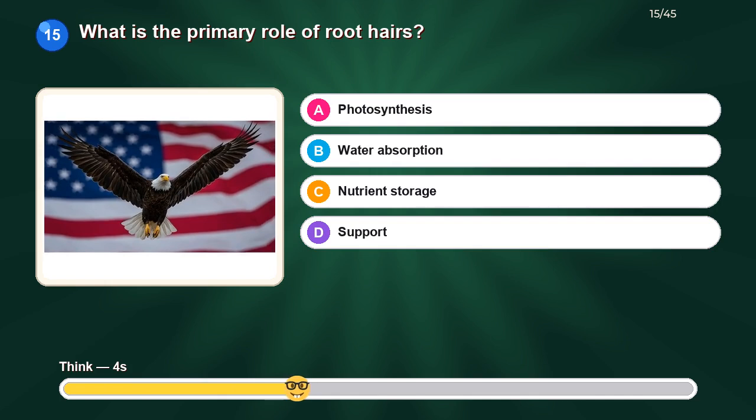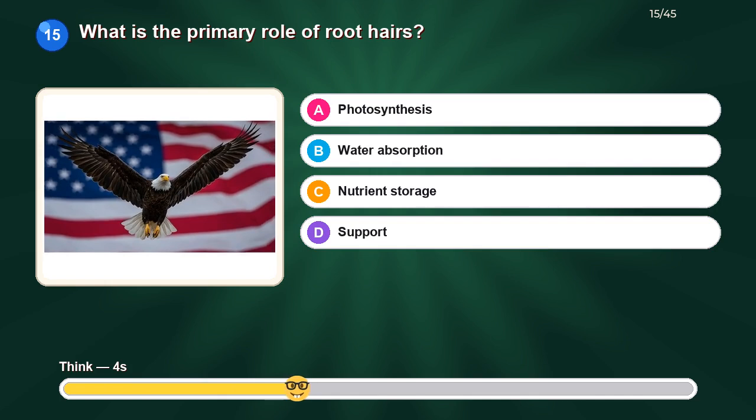What is the main function of the leaf base? Option A, photosynthesis. Option B, attachment to the stem. Option C, water absorption. Option D, storage of nutrients. The correct answer is attachment to the stem.